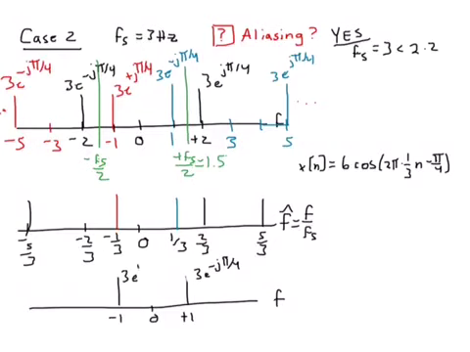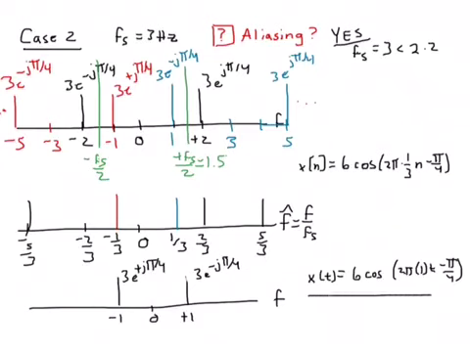And 3e to the plus j pi over 4. So this, we can just read off the spectrum here. We're going to say x of t is 6 cosine 2 pi times 1t minus pi over 4. Okay, so now was this equal to the signal that we put in?